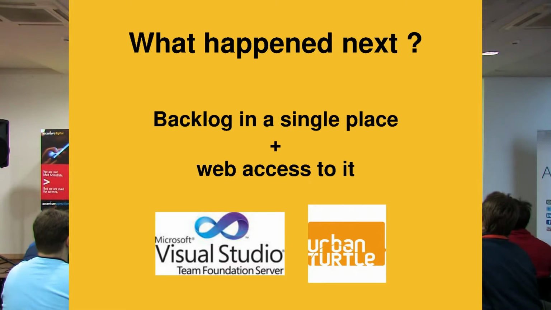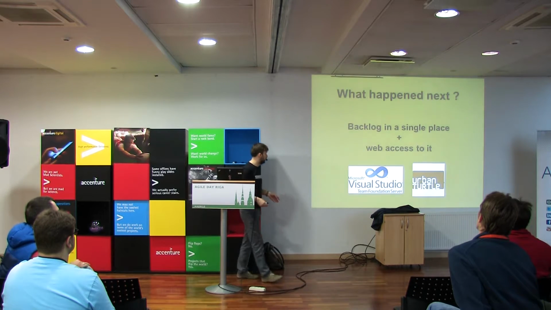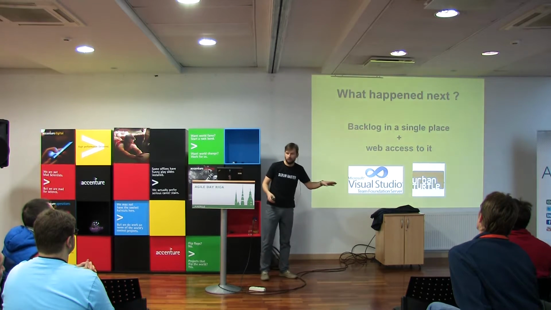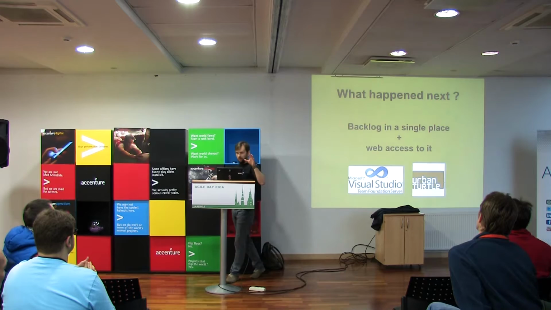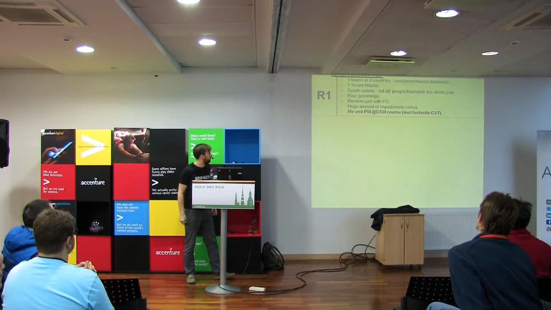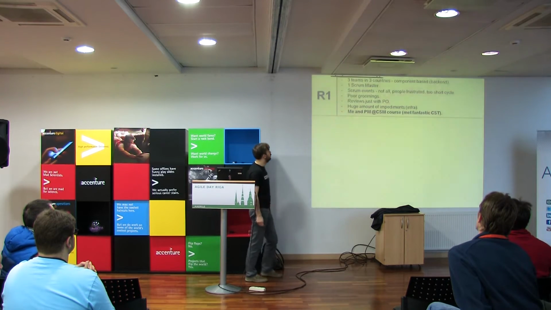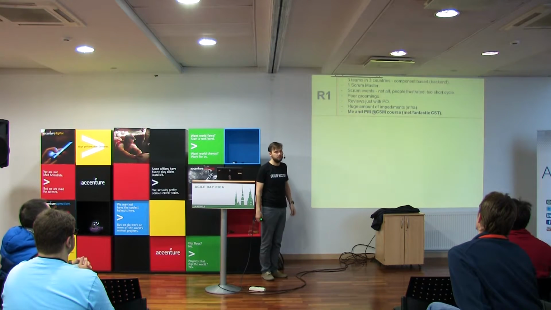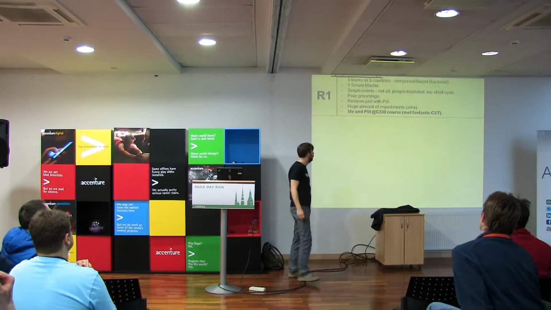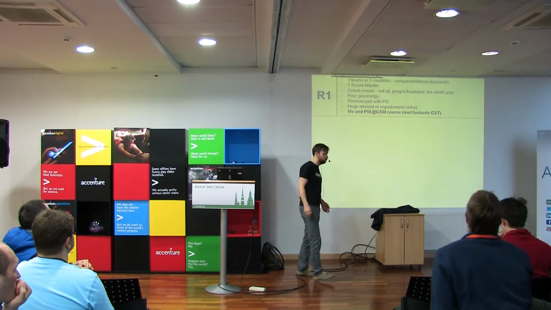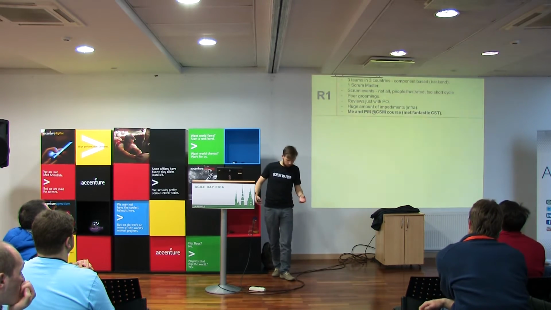And so we started. The first thing we did, we put the backlog in a single place with web access to it. And then we started release 1. 3 teams in 3 countries, component based. I wasn't part of the design of those teams, so only one Scrum Master at the point. We were doing Scrum, but not all events. Little frustration, too short a cycle for somebody not used to work like that.